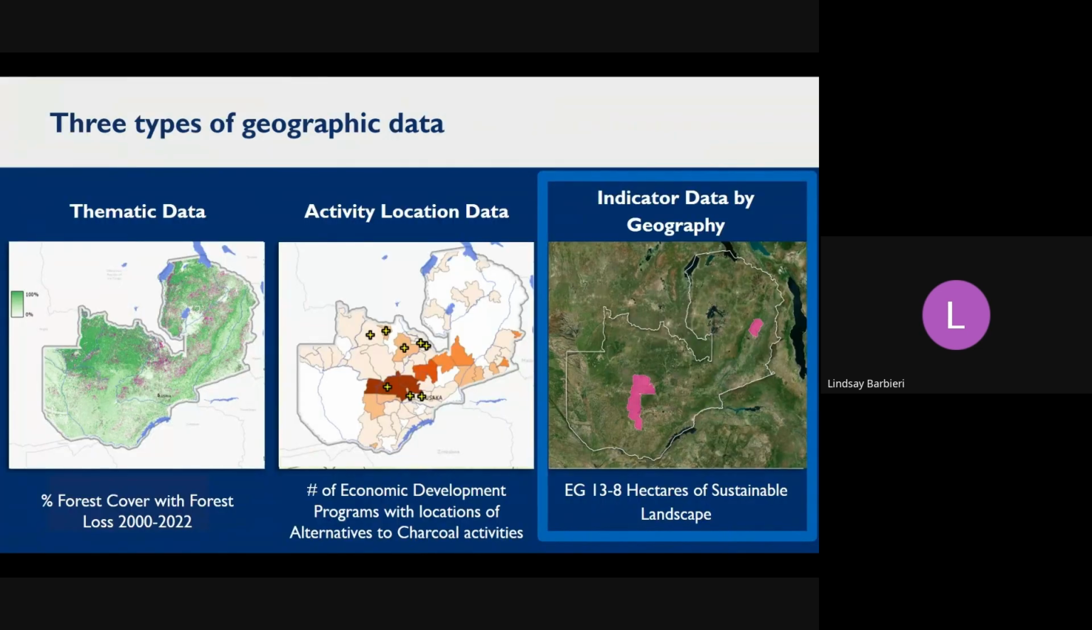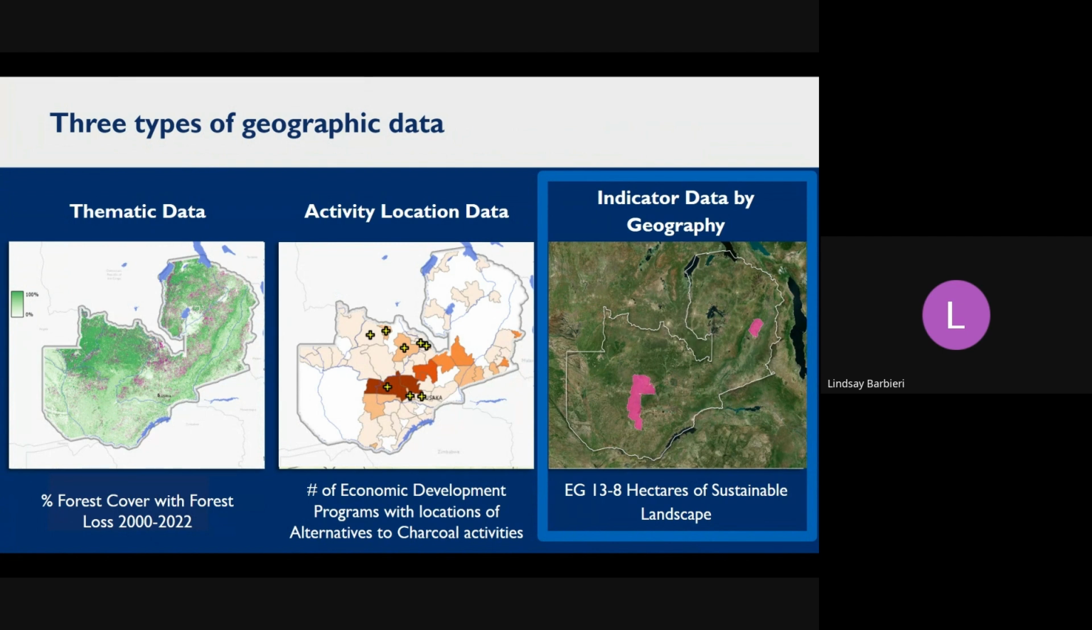So next slide. When we talk about geospatial information and geographic data, what do we mean? At USAID, we really have three types of geographic data that we think about. The first type is thematic data. This is thematic or contextual data that's geospatial. So for example, if we're talking about conserving forests, it might be really important first to know where forests are, where trees are, where deforestation is already happening, these sorts of contextual pieces of information.